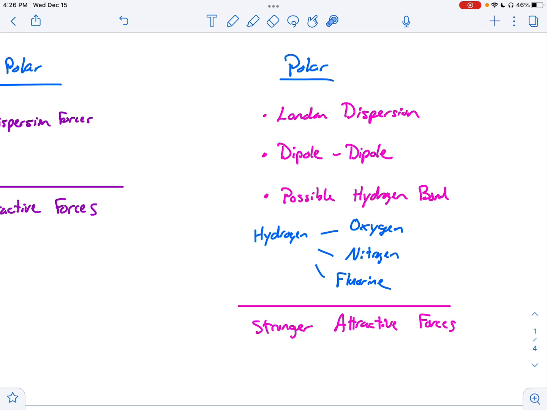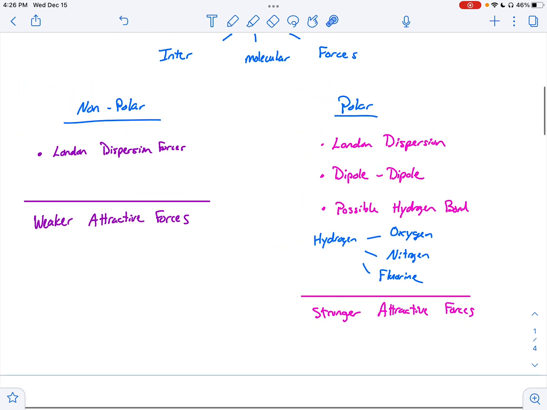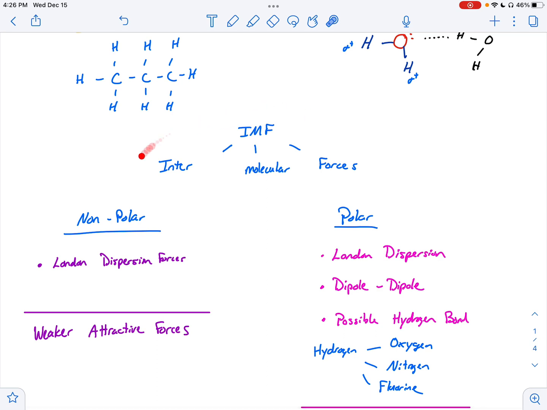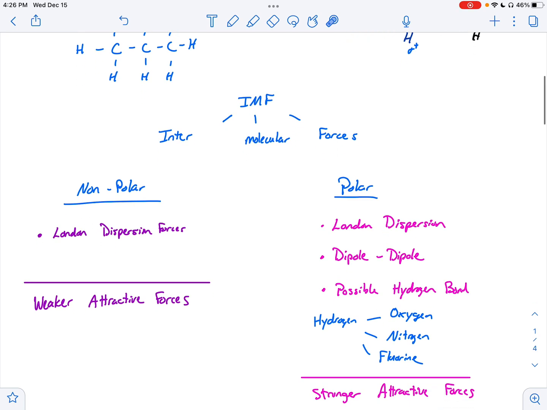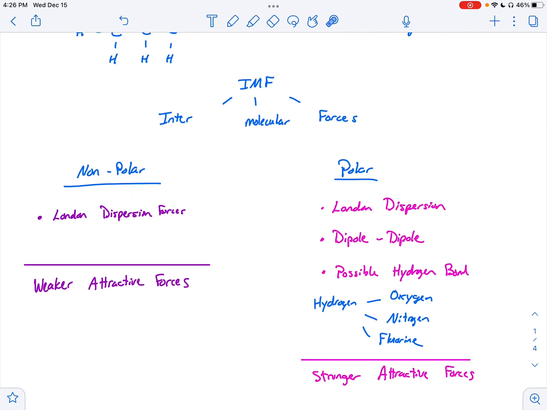So when you're doing your poster and when you're trying to figure out what intermolecular forces are present, please take a look at if it's polar or if it's nonpolar. And that will tell you if it's nonpolar, we're only dealing with London dispersion forces. If it's polar, it could be all three. The way you'll know is if hydrogen also has the ability to connect to an oxygen, nitrogen, or fluorine. So look for those elements inside your compounds.